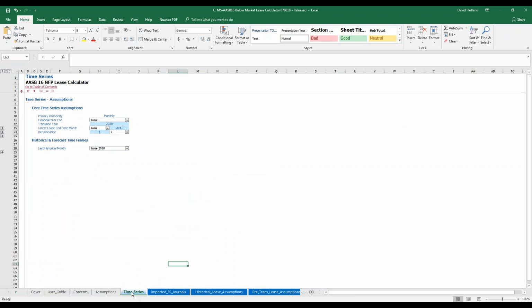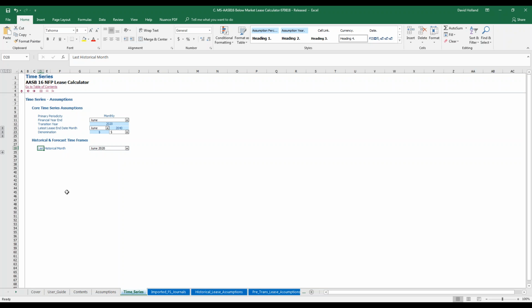But from there, you move on and look at the time series. So the transitional year for a typical June year end will be 30 June 2020. You would use the below market lease transitional model to transition the leases for 30 June 2020. And then you would use this model for 30 June 2021, so the year after your transition.